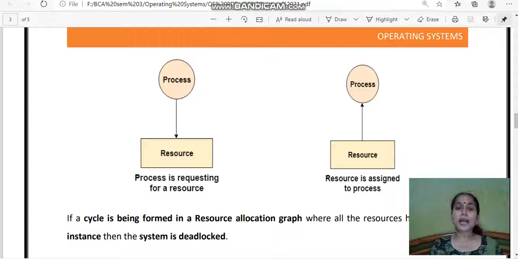Okay, when the arrow is pointing from the process to the resource, this is a request. The process wishes to have this resource, or the process requests to have this resource, so it is waiting for assignment. Whereas if an arrow is moving from the resource towards the process, this means the resource has been assigned to this process, that is, this process is already holding a resource. Understood? So this is a request edge and this is an assignment edge.